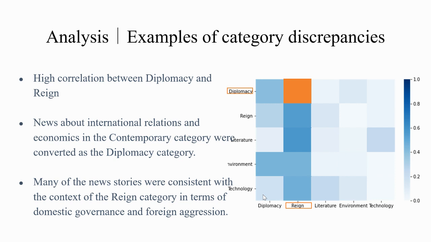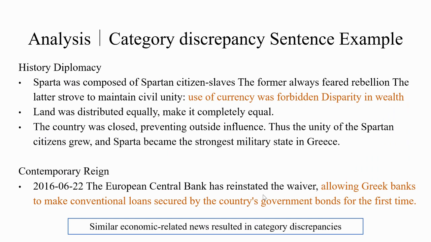Next, the following is an analysis of the category discrepancies with examples. For example, we discussed the high correlation between the diplomacy and lane categories. In this case, it may be because news about international relations and economics in the contemporary category was converted into a diplomacy category, and many events coincided with the context of the lane category in terms of domestic governance and foreign aggression. Let us check the actual sentences.